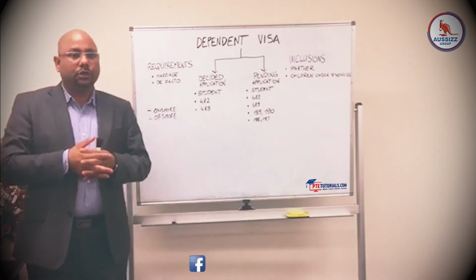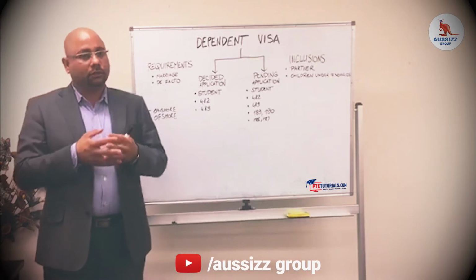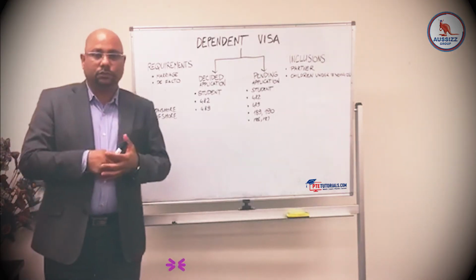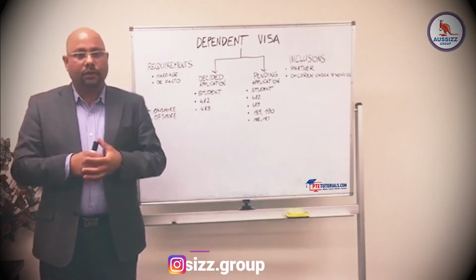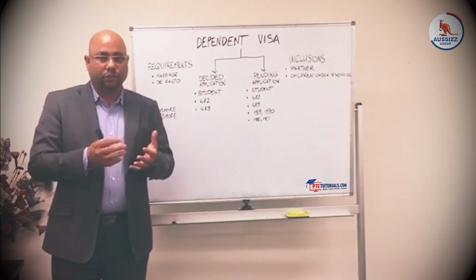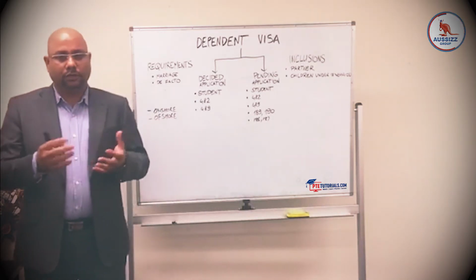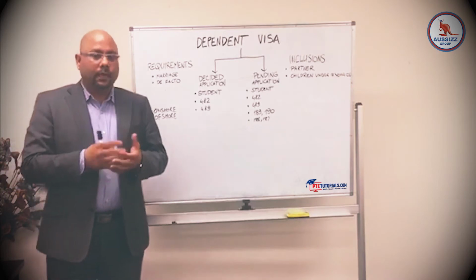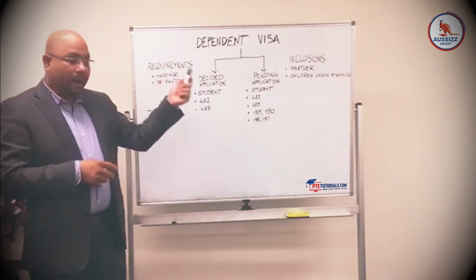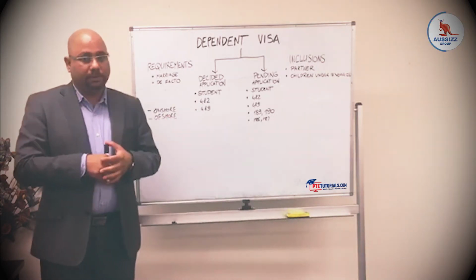A dependent is a person who is dependent on another person at the time of the lodgement of the application. The first person has to be wholly or substantially reliant on the other person in terms of financial support or their basic needs like food, clothes, shelter, and all those things. The inclusions are the partner, or the children, who can be the dependent.